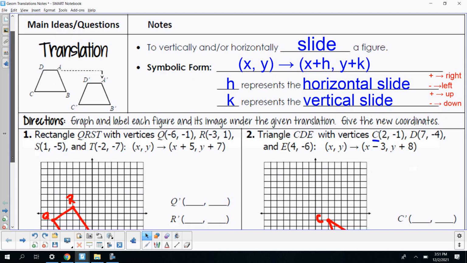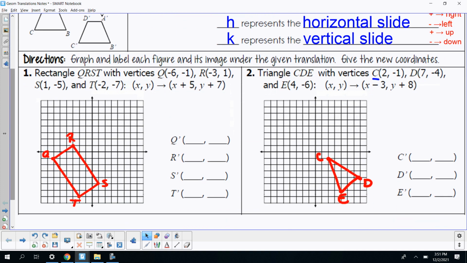All right, let's take a minute and look at number 1 and number 2. Go ahead and pause your video and graph the original rectangle for number 1 and the original triangle for number 2. Then we'll talk about what happens to those points when we go to translate them.